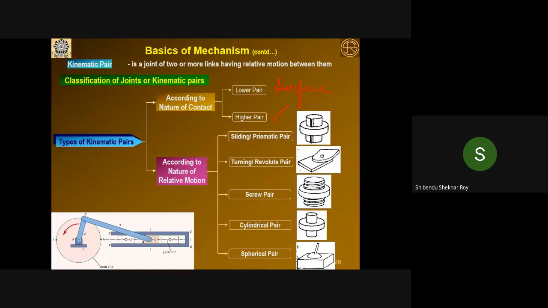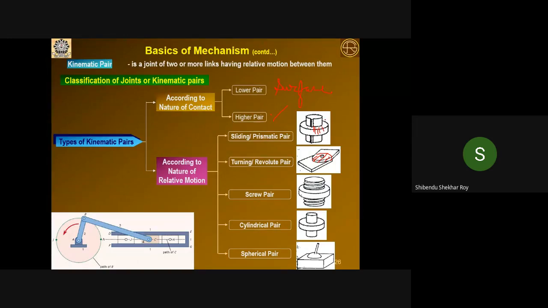Or one link will rotate with respect to other link. Like say here, one link is rotated, then it is surface. If you see here, it will get this surface contact. You know, this side inside surface contact. Here also you just see whole thing inside is the surface contact. So that is why these are the example of the lower pair.